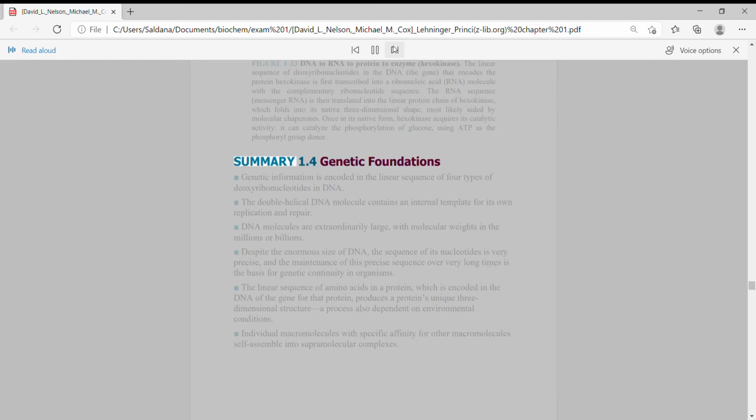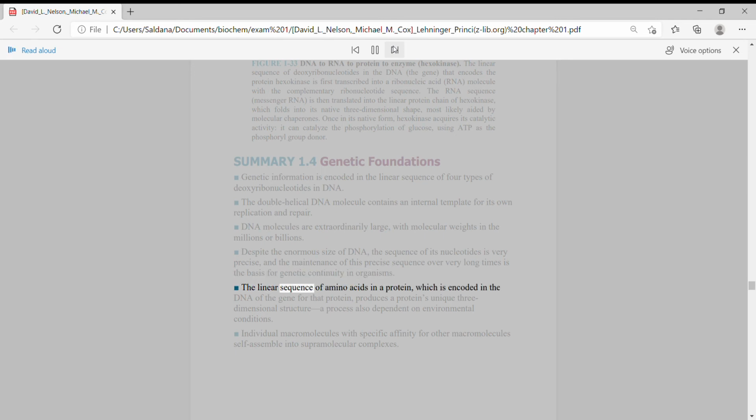Figure 1-33, Summary 1.4, Genetic Foundations. Genetic information is encoded in the linear sequence of four types of deoxyribonucleotides in DNA. The double helical DNA molecule contains an internal template for its own replication and repair. DNA molecules are extraordinarily large, with molecular weights in the millions or billions. Despite the enormous size of DNA, the sequence of its nucleotides is very precise, and the maintenance of this precise sequence over very long times is the basis for genetic continuity in organisms.